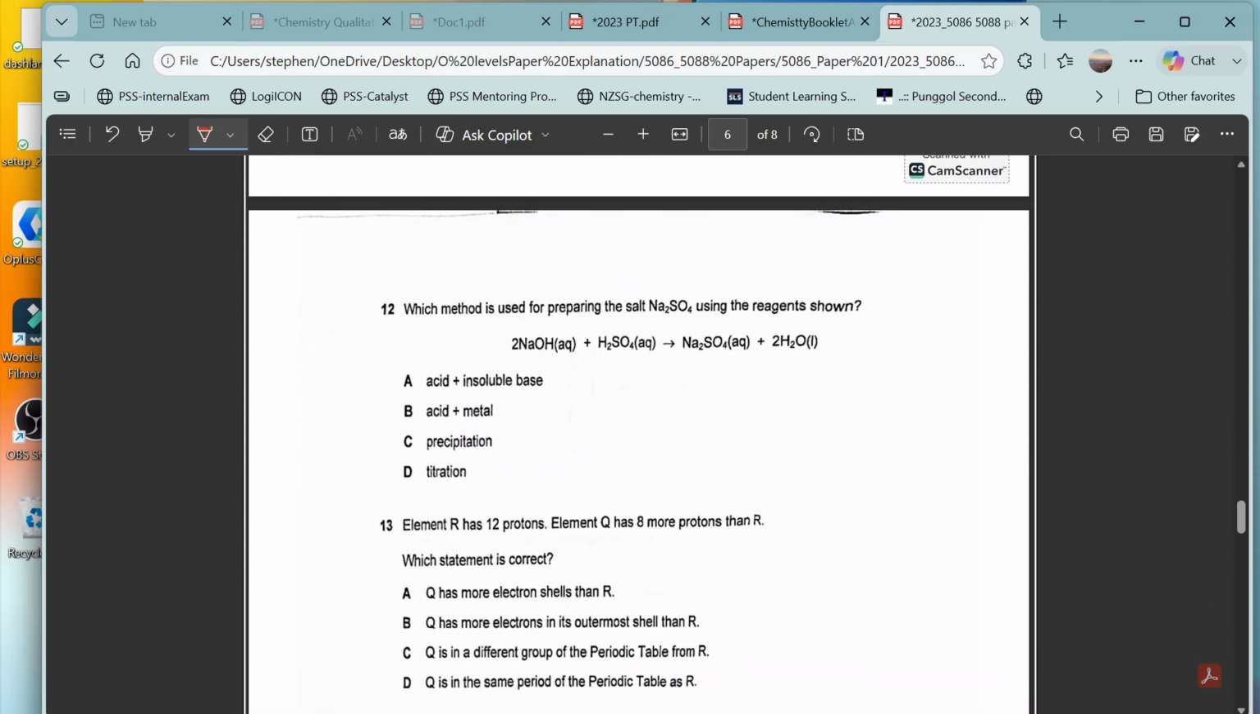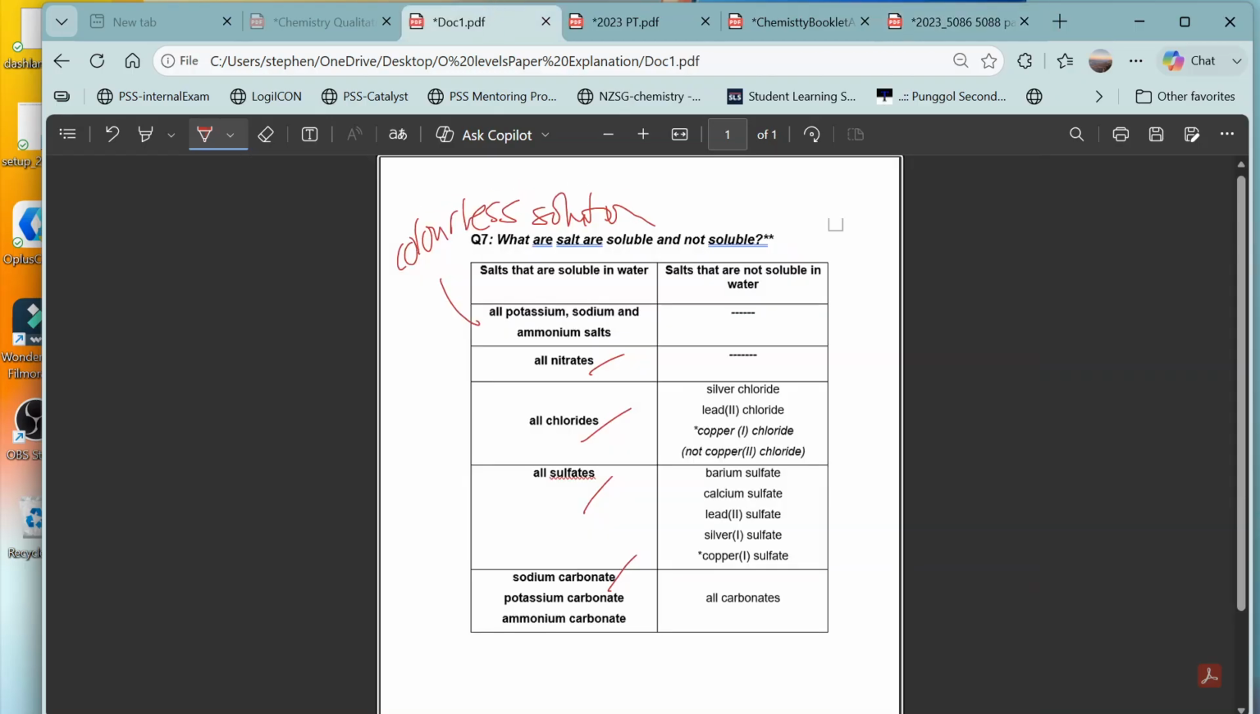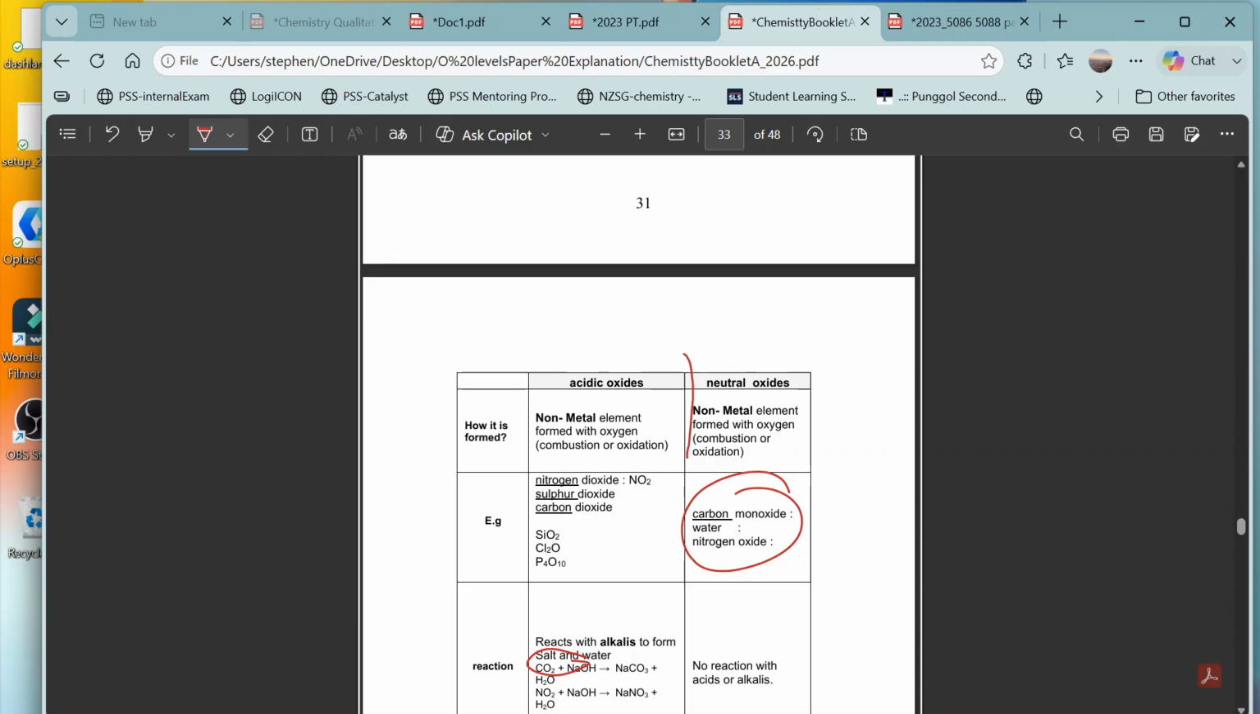Number 12. This is no longer in the syllabus, but I just mention it briefly. This is a sodium salt. Can you remember what I said earlier? Sodium salts are colorless. Sodium salts are soluble in water. So sodium, potassium, and ammonium salts are all prepared by the titration method. Can you remember this one?